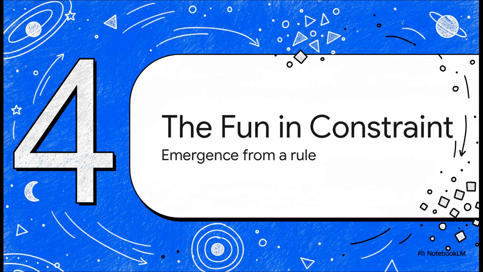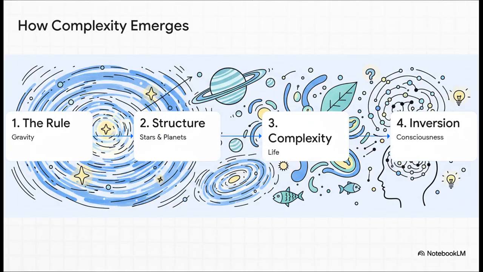So, the fun in constraint. Now, you might be thinking, a rigid, inescapable rule, that sounds kind of limiting, maybe even boring. But what's so fascinating is that this ultimate constraint is actually the key that unlocks all complexity. This is where the fun really begins. Let's just walk through this amazing cascade. You start with one simple non-negotiable rule, gravity. From that one rule, structure emerges. You get stars, planets, galaxies. Okay, then, within that stable structure, complexity can arise, something like life. And from that complexity, brand new inversions can happen, like consciousness itself.